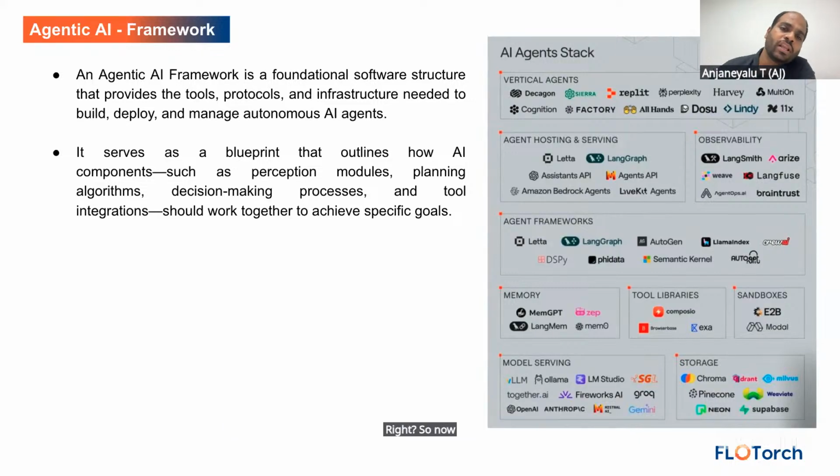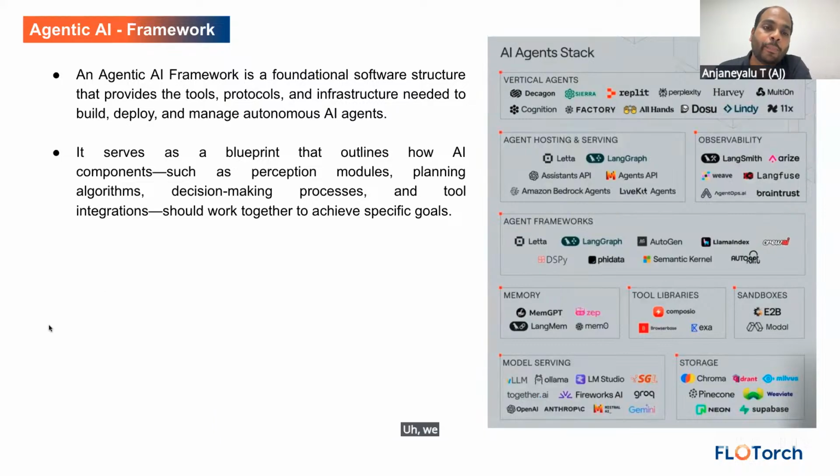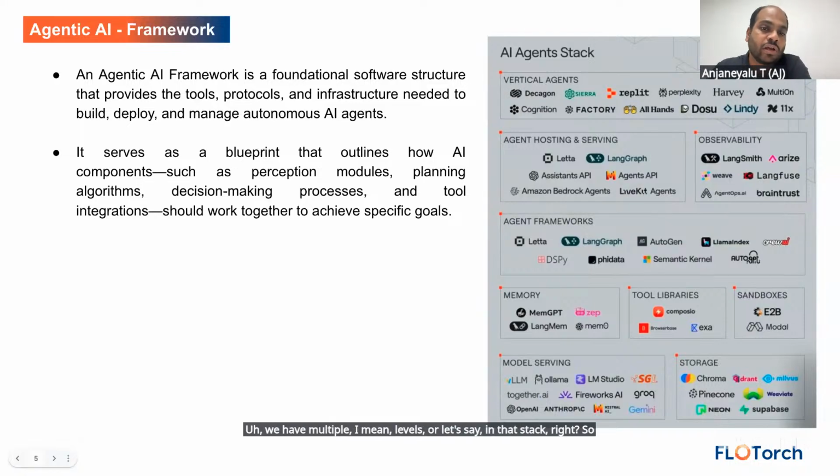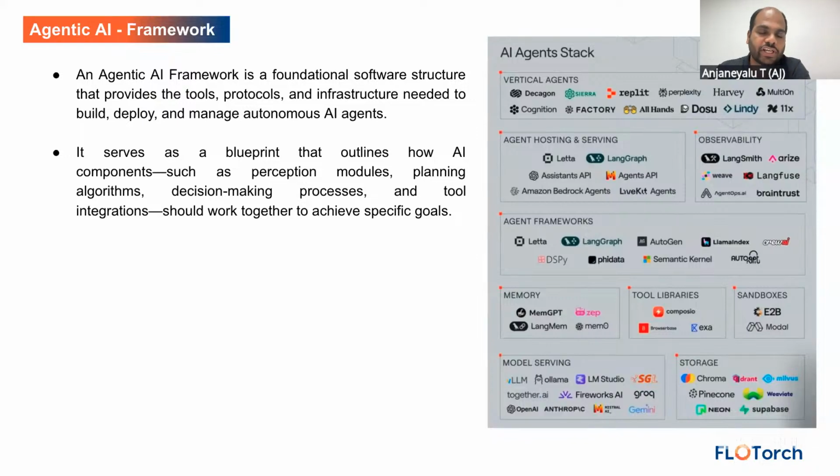Now let me walk you through the different components I wanted to show you on the slide. In this diagram you can see we have multiple levels in the stack. There is something called vertical agents, which are more specialist in nature, trained on specific tasks. Then there are agent hosting and serving platforms.